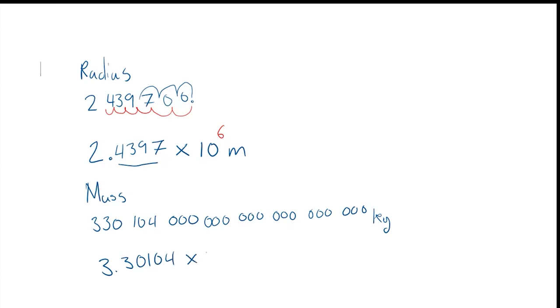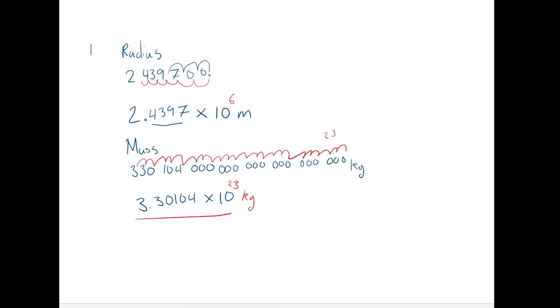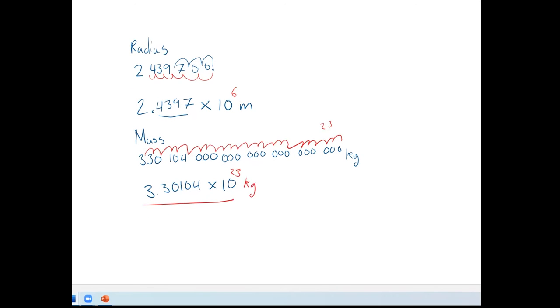104 times 10. And let's see how many numbers I have to include in the exponent. 1, 2, 3, 4, 5, 6, 7, 8, 9, 10, 11, 12, 13, 14, 15, 16, 17, 18, 19, 20, 21, 22, 23. All right, 23, and that's in kilograms. You can see that tidies that up so much. All right, so now we can enter those values in.